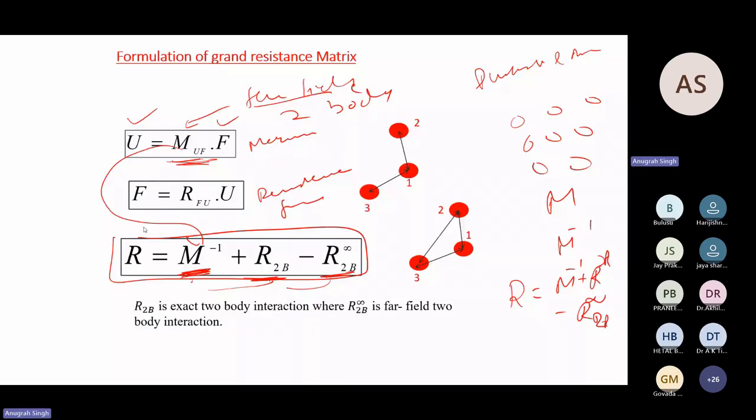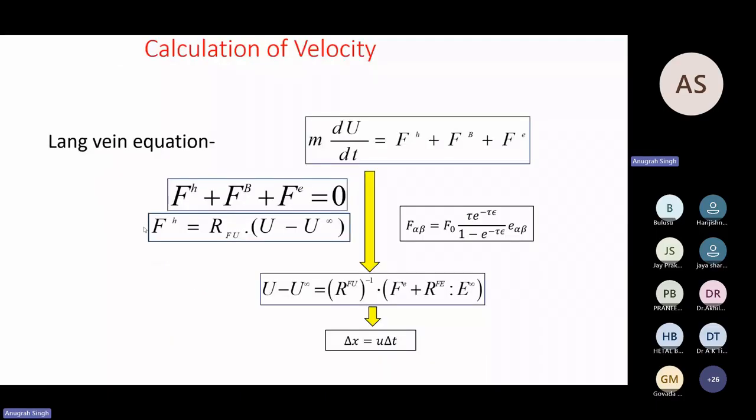So you see it does pairwise and then does many-body. Once you have R, you can solve the Langevin equation. Then it's just like a molecular dynamics simulation, right? You know forces, you can calculate velocity, and update the position. Now Langevin equation is just Newton's second law. That's mass times acceleration is the sum of forces: hydrodynamic, Brownian, or any external forces.